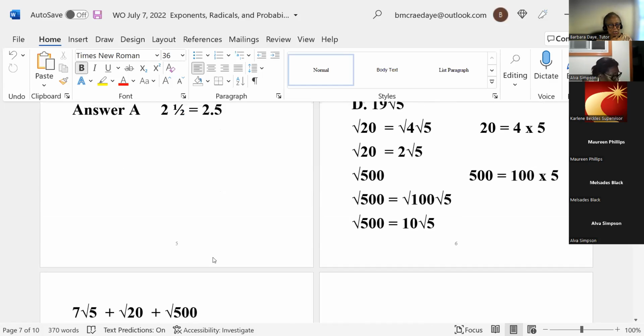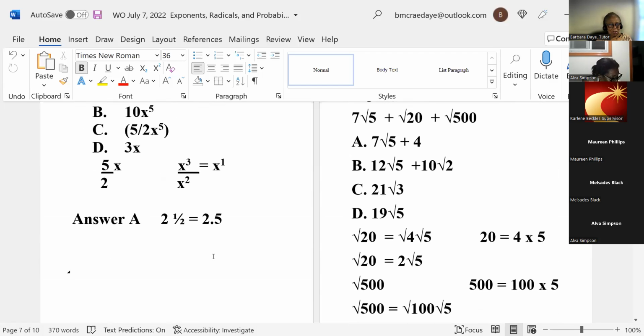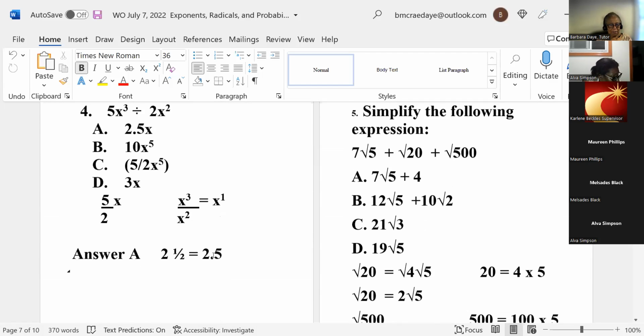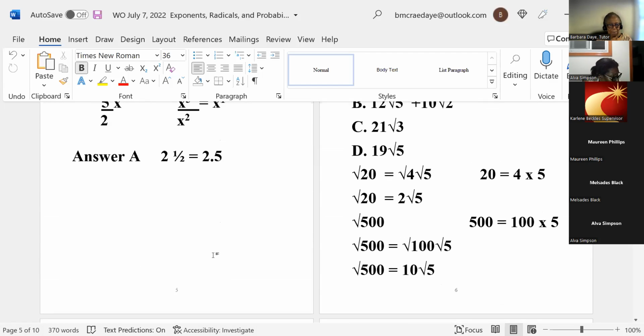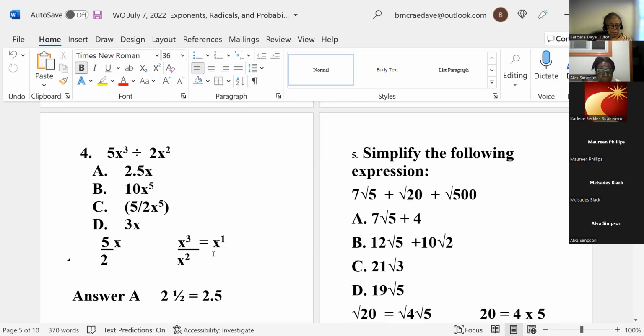Questions? Any questions on number 5? So all we're doing right there, Miss, was simplifying. That's it. And when you simplify it, that means you can get the factor of the coefficient the same. That way you can add the coefficients.